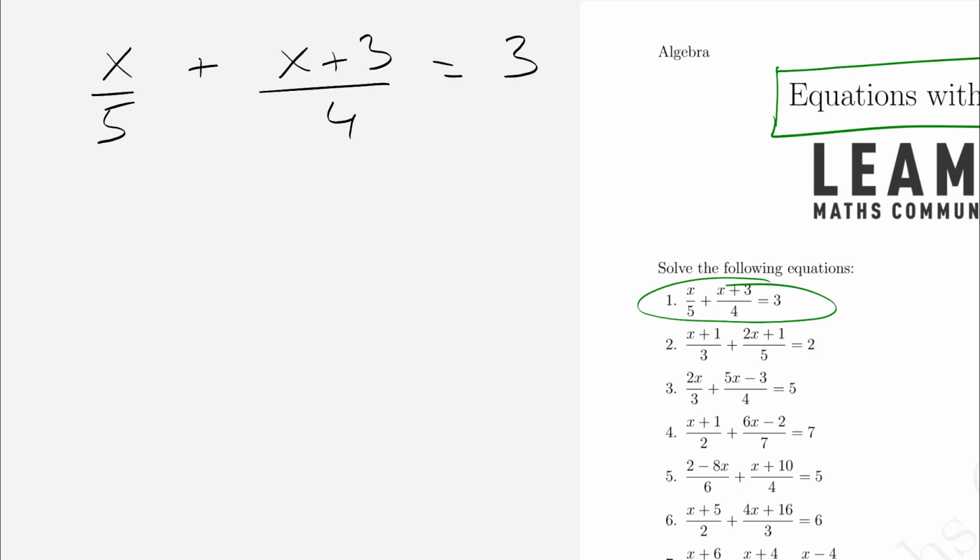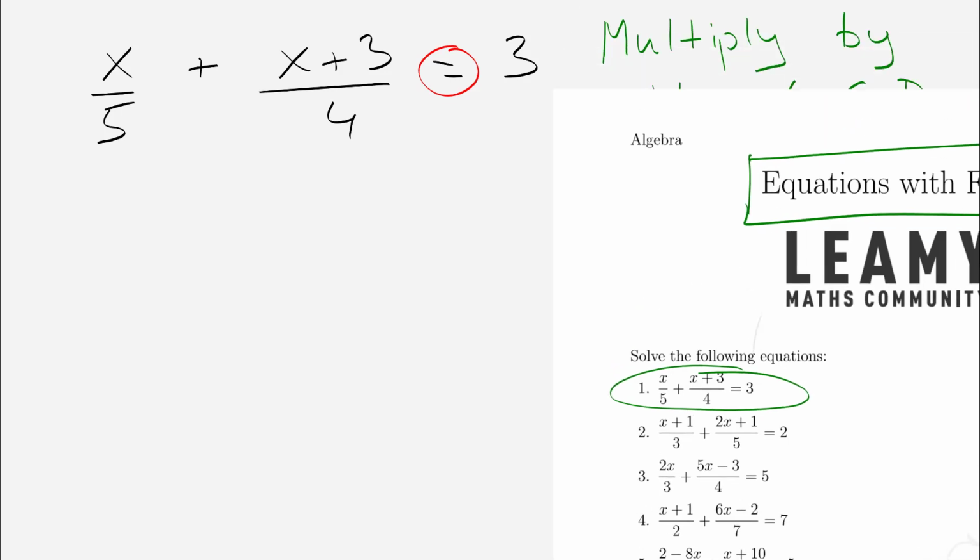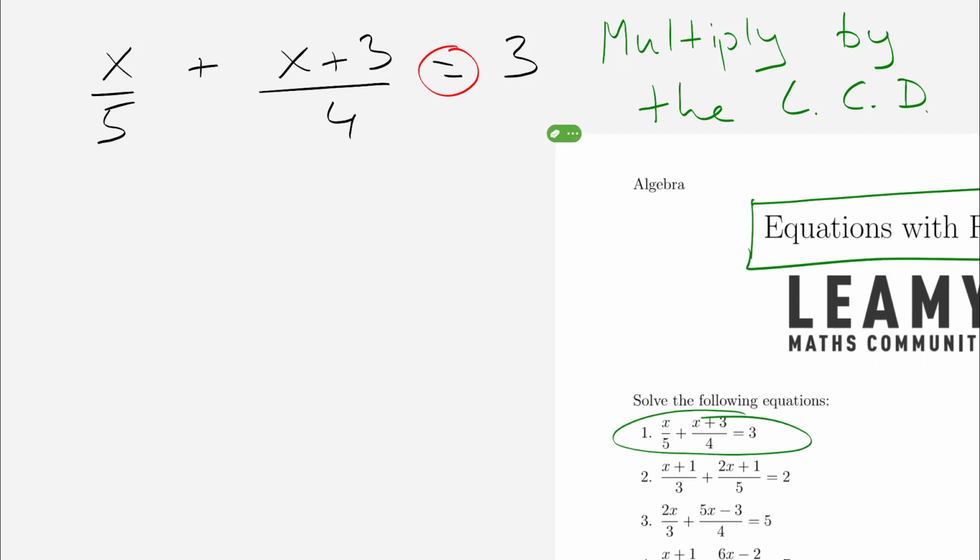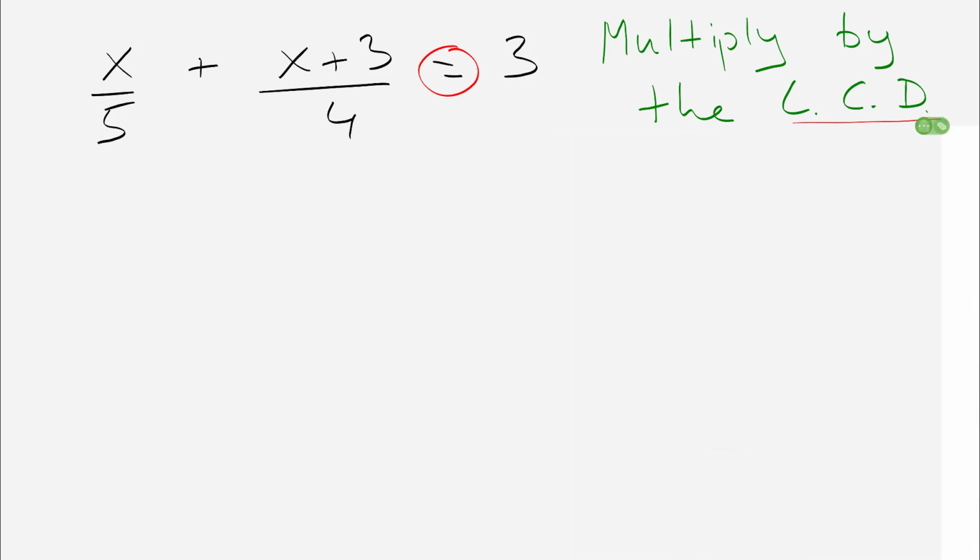First of all, it's important that you recognize it's an equation, and we know it's an equation because of the presence of the equals sign. That's why it's an equation. So when you see an equals sign, we know this is an equation, and we can see that we have our fractions. The method for solving equations with fractions is we multiply by the LCD, the lowest common denominator. So we're going to take each term and multiply it by the lowest common denominator.